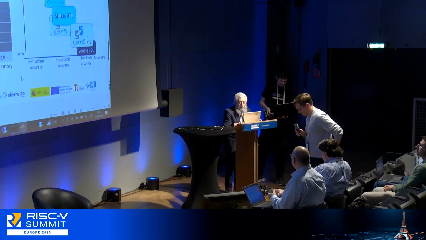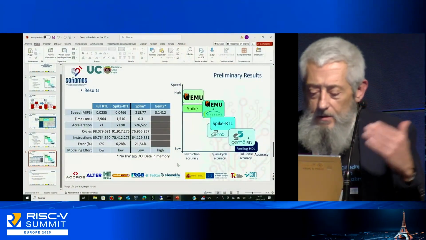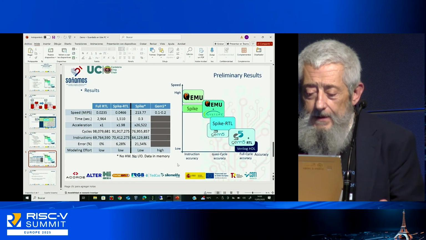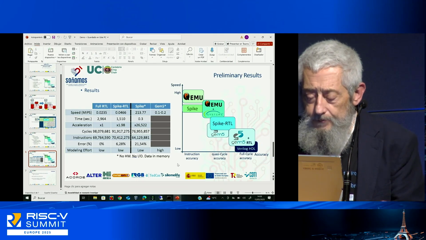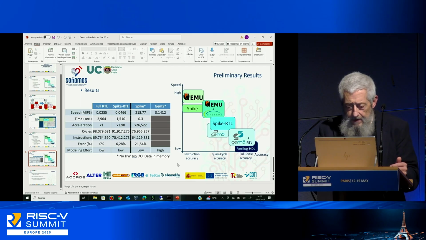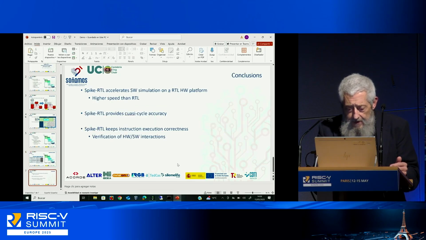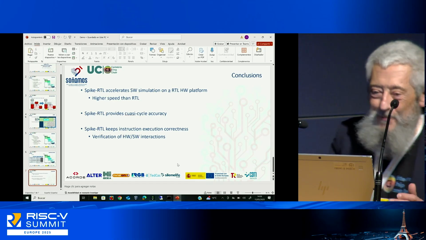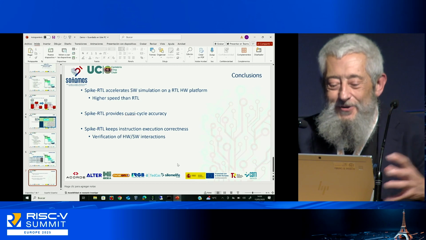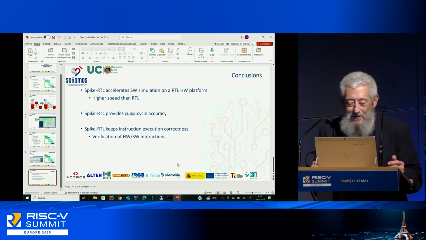Okay, just to conclude, the comparison with Spike, which is much faster, and the comparison with Gen 5 in the same conditions. Okay, no hardware, no input-output, data memory, etc. And Gen 5 has a speed of 0.1, which is faster than RTL. Okay, then the idea is that the tool pretends to accelerate the software simulation on an RTL hardware platform. X-Heep is clearly not the best example because the size of the processor compared with the size of the complete platform is smaller.